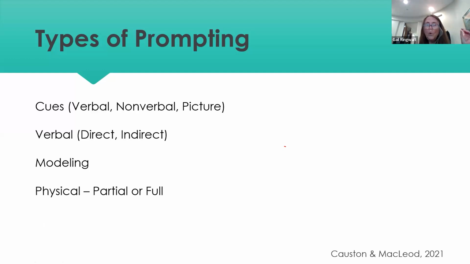So a gesture would be like pointing at something, facial expressions, using emotion to cue kids. My teacher used to go and point on the board where she had written how she wanted us to head the papers. She didn't have to say anything after a while, she just pointed. So those would be prompts.